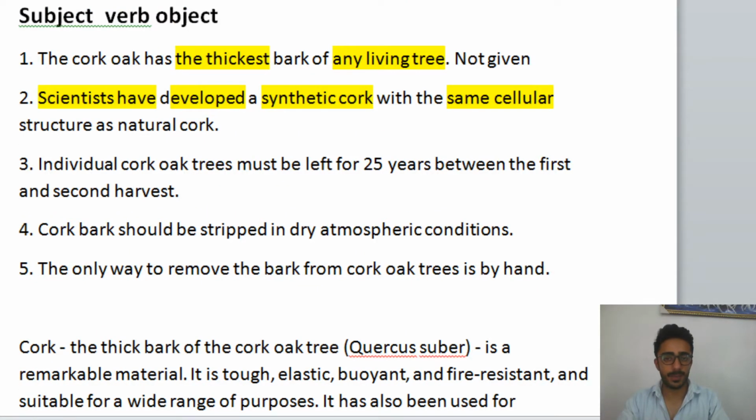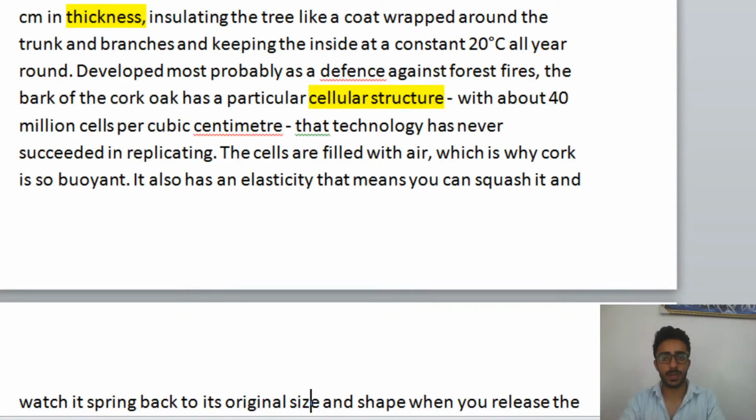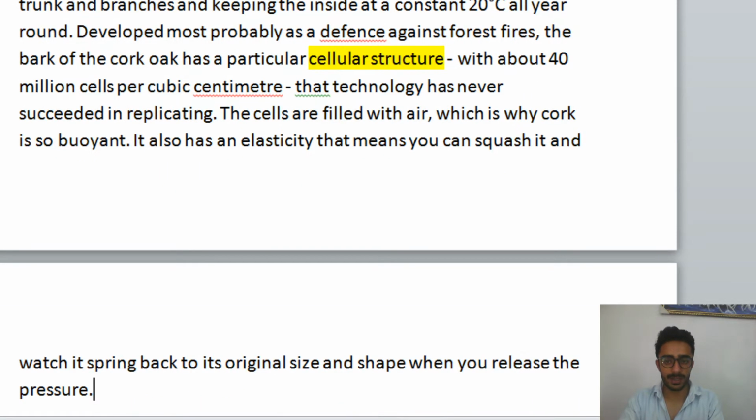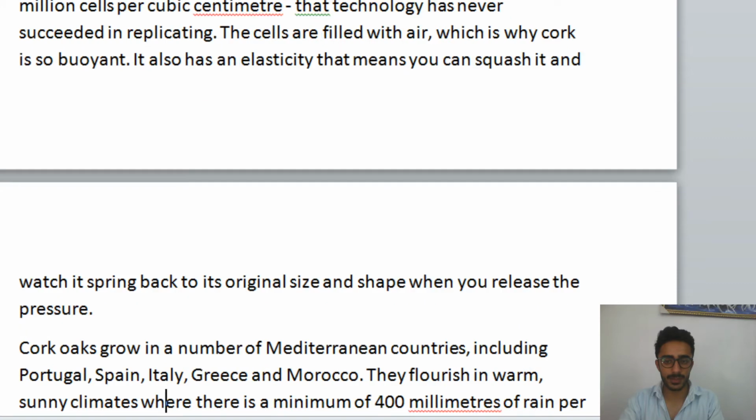Like, scientists have developed a synthetic cork. They have made some synthetic cork, meaning some chemical cork, which is the same as natural cork in cellular structure. So with the cellular structure, we're going to first look for the verb "developed." Defense against forest fires: the bark has a particular cell structure with 40 million per cubic centimeter. The cells are fire-resistant. Okay, we are not getting the scientist yet, so we are looking for the scientist.